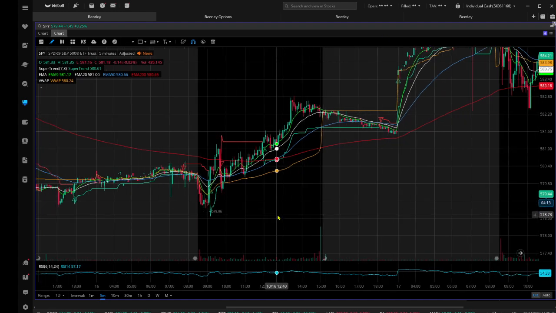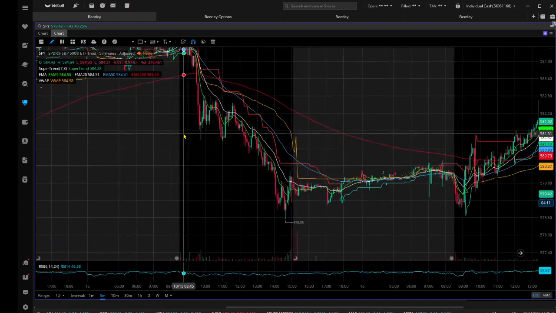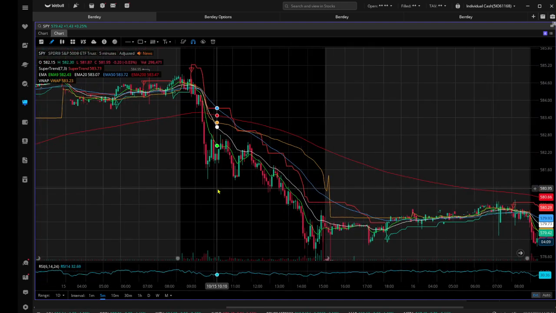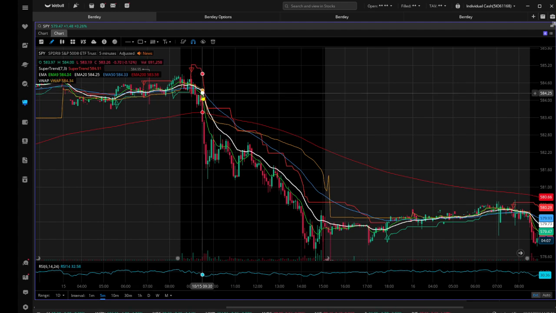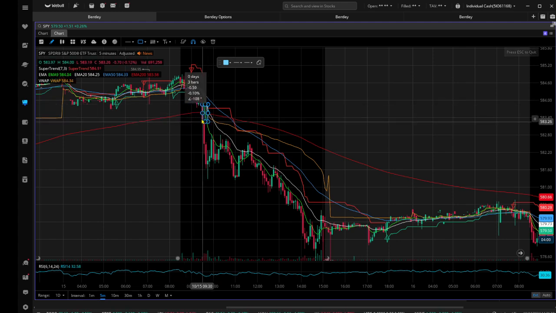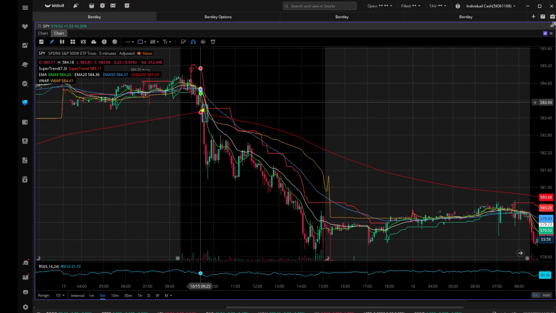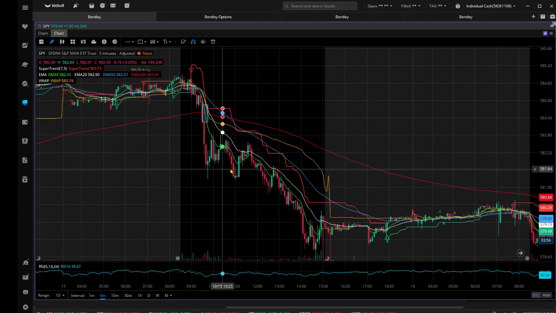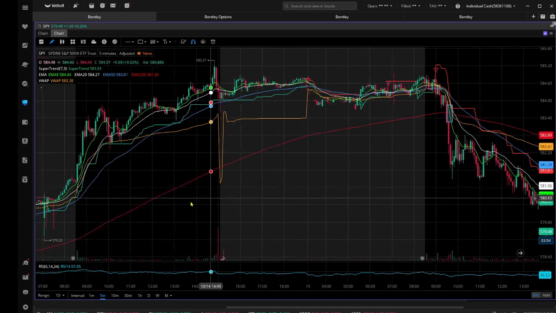So simple, so easy. Now, again, over here, we're pulling down into it. Look how sharp it's moving down. When you see that sharp 9 EMA, you better get ready. Right there. Look how sharp it is. And look how big the drop was that followed. Let's go find another one.